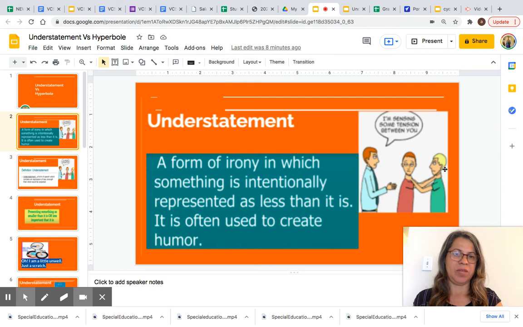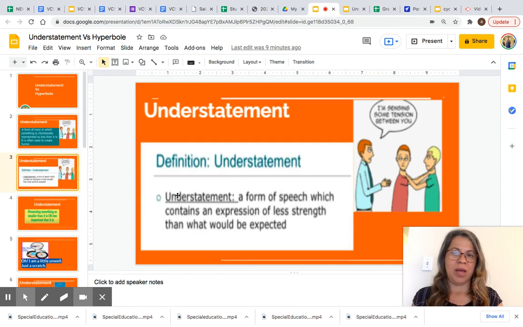As you can see here, there are two people fighting, but this gentleman says, I am sensing some tension between you. So this gentleman is being ironic. He saw that there was a fight, but he's trying to make it seem less than it is by saying, I am sensing some tension between you. Understatement is a form of speech which contains an expression of less strength than what would be expected. As in this case, instead of saying fighting, he said tension.